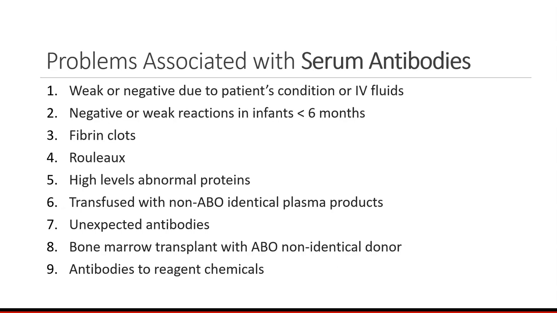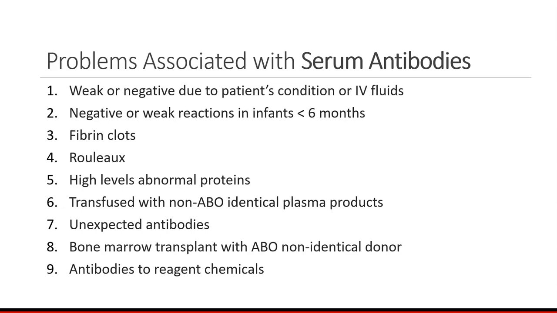Negative or weak reactions in infants less than 6 months old. We've spoken about this. The antibodies come from the mom, they're IgG. You will get negatives. Fibrin clots: if you don't allow a red top tube to clot sufficiently, when you put those drops in the tubes, little fibrin clots will form that, when you spin them down, look like agglutination. With my experience, I can tell fibrin versus true agglutination, but at this stage of the game, you don't. Just know that it could cause a false positive, because it'll be in both tubes.